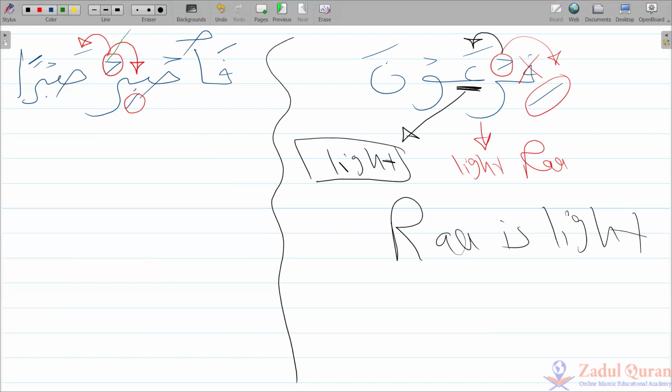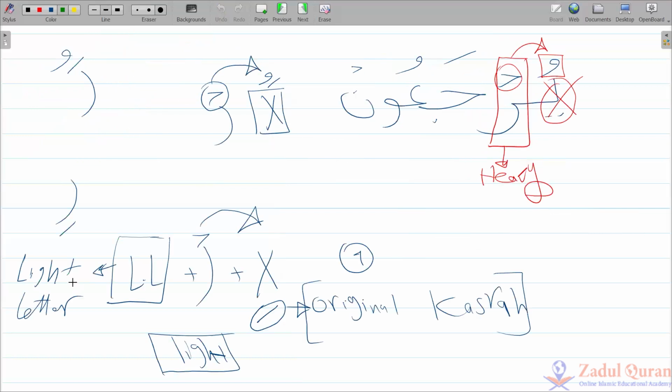It's followed by a heavy letter. No, no, here it's a separate word. So this Ra is light as well. You understand? If it's in a separate word, it's not in the same word, so it has to be light. The Ra is not followed by a heavy letter in the same word. So here we need to correct this one. We need to say that it has to be in the same word.